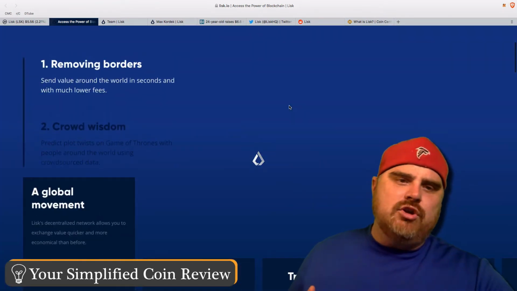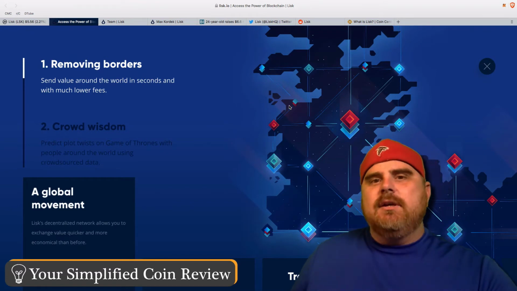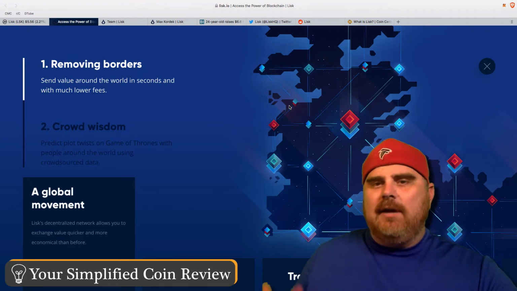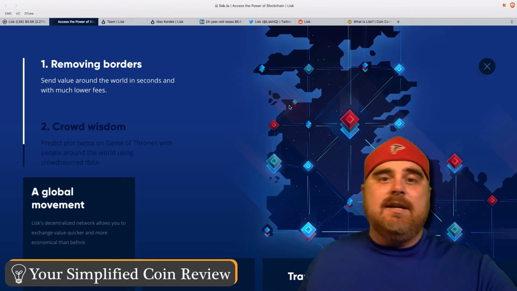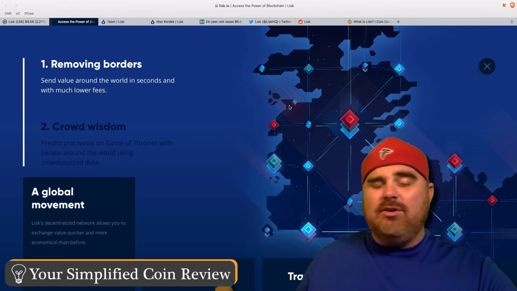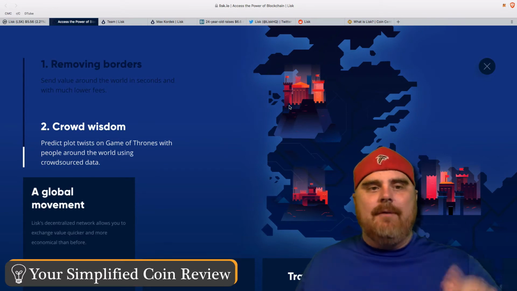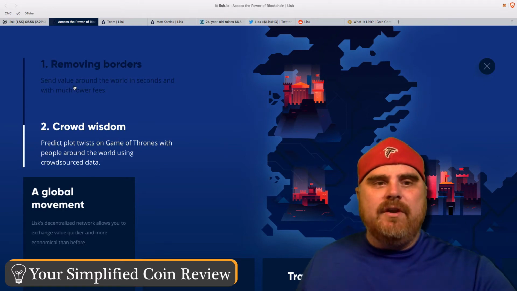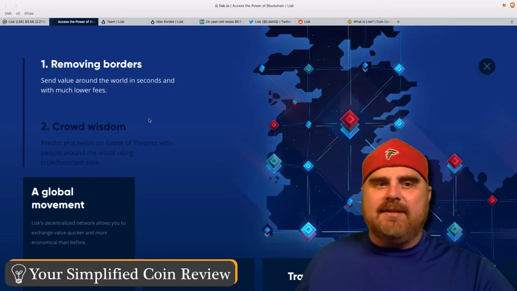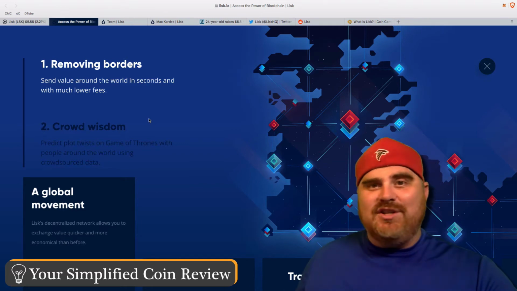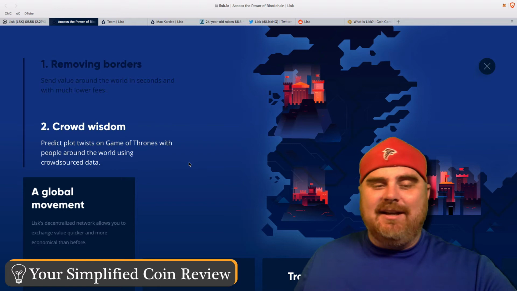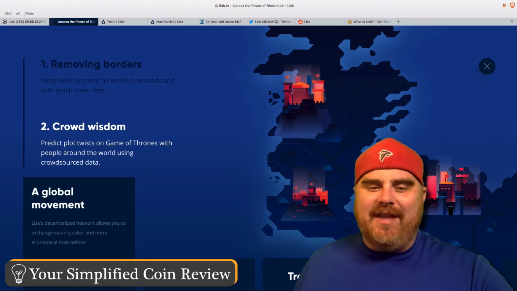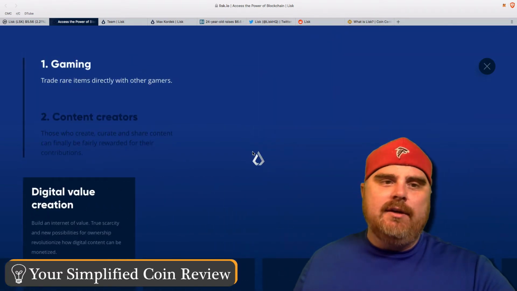And one thing I want you to notice about this, as I'm going over these examples, is that you could probably find an ERC20 on the Ethereum platform that does each one of these things. For instance, removing borders, sending value around the world in seconds and with much lower fees. You can find ERC20s that are doing that. Crowd wisdom, it's based on crowdsourced data. I know there are ERC20s out there doing that. So it just continues on.